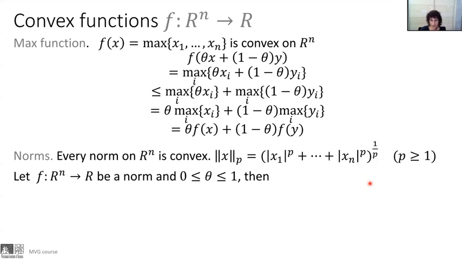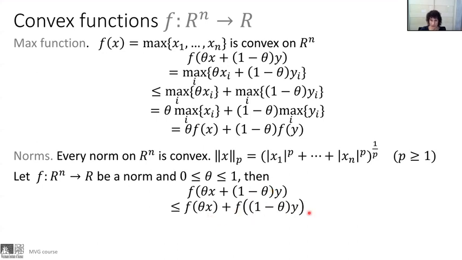We take theta between 0 and 1, and look at f of theta x plus one minus theta y. We would like to show that this is convex. And why does this occur? Because we use the triangle inequality of norms, and here we use the homogeneity of norms, if f is a norm. And therefore, we get the convex property. It means that the norm of theta x plus one minus theta y is smaller than theta times the norm of x plus one minus theta times the norm of y, okay? So any norm on Rn is a convex function.